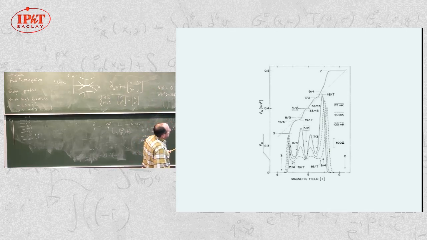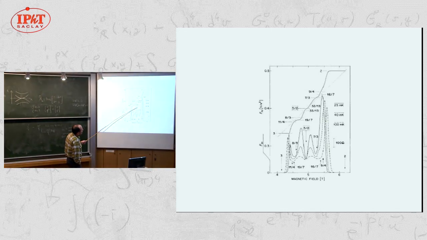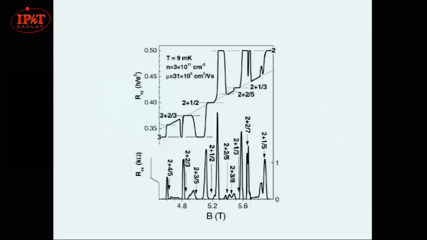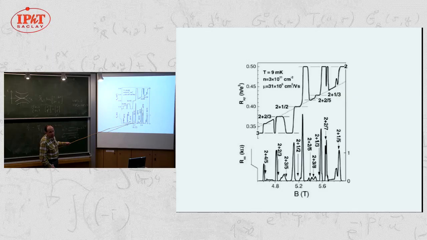So you see that there is a clear fraction at filling factor 5/2 that also leads to a plateau in the Hall resistance. It's even better seen in some samples. You see that at 2 plus 1/2, you have zero longitudinal resistance, and you have a very nice plateau at 2 plus 1/2.